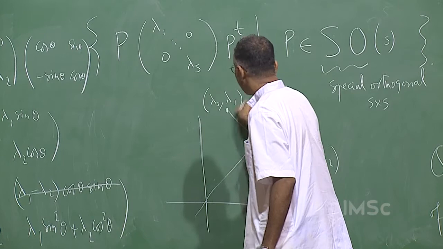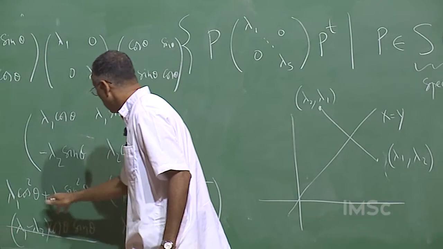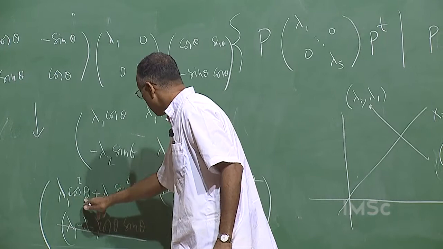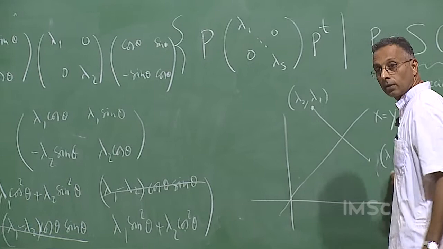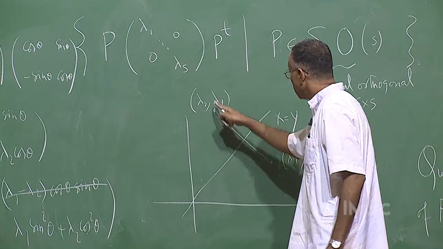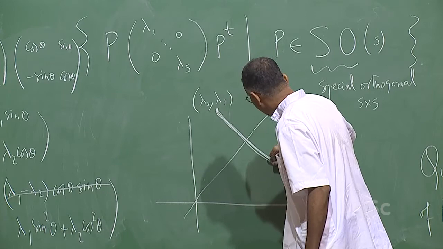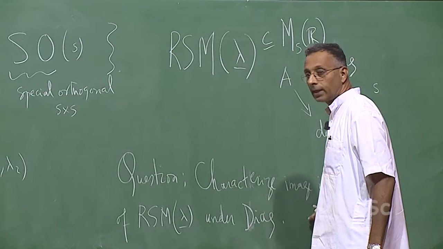And you see, if I put theta equal to 0, then sine becomes 0, and the cosine becomes 1. So I get lambda 1 for the first one, and lambda 2 for the second one. So I get this point when theta is 0. When theta is 90, I get this point. And it keeps going back and forth. So this is my image. So that my compact connected set, the answer for this is that it is precisely the so-called convex hull, or the line segment between these two points.